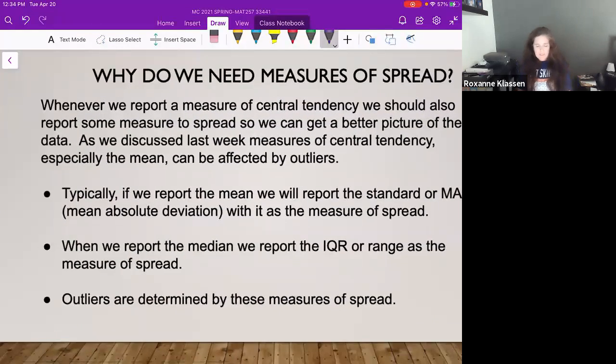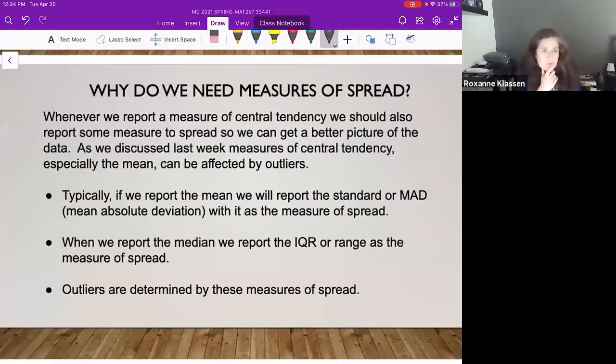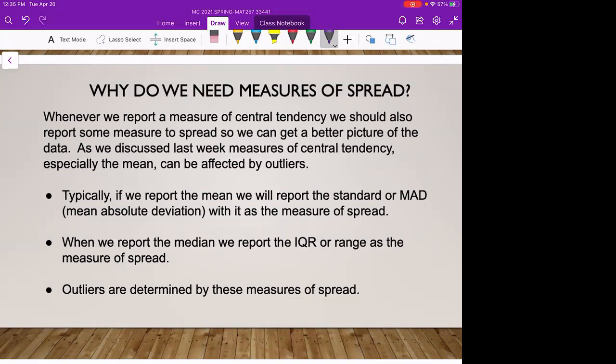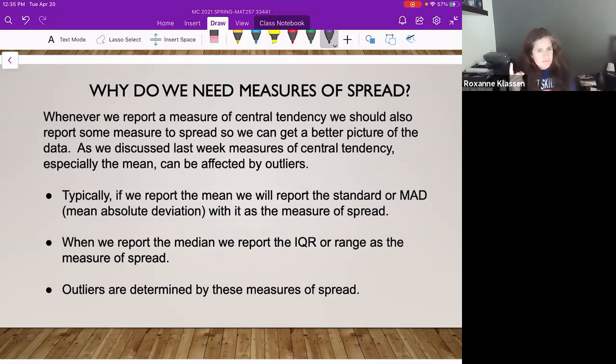Okay, so why do we need measures of spread? Now that you've seen a couple different box and whisker plots, like that one, the box and whisker plot looked different than the first one, right? You could see that between the median and Q3 was a little more spread out than the other one. So whenever we report a measure of central tendency, which by the way, what are the measures of central tendency? Mean, median, mode. Very nice. Mean, median, and mode. What is range? Is it a measure of central tendency?